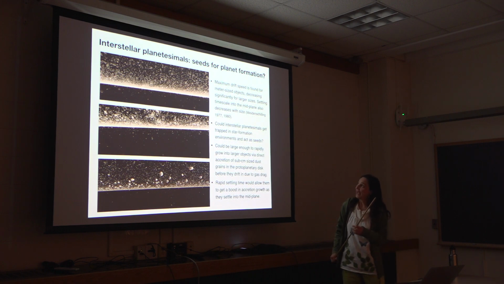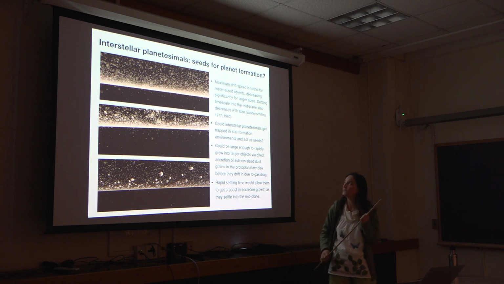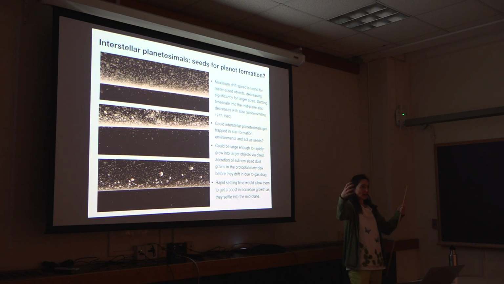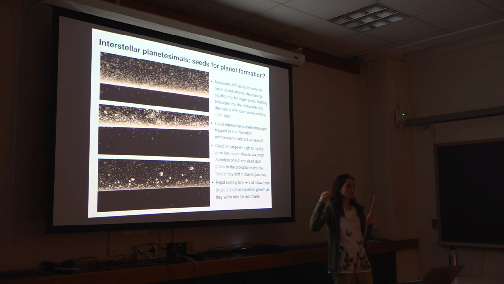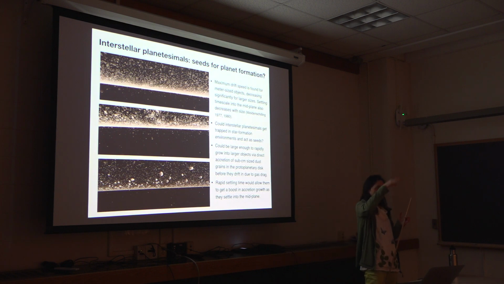The drifting time gets to its maximum when the object is about a meter, and things that are larger than a meter don't drift in that quickly. So if there is a way to pass that barrier, it will be much easier to form planetesimals and grow into kilometer-sized objects. So the idea is, if we could have interstellar planetesimals larger than a meter that are trapped in these star-forming environments, could they act as seeds? They would already be large enough to grow rapidly, by direct accretion of these sub-centimeter grains in the planetary disk. And because their settling time into the mid-plane is fast, as it decreases as the particle grows, they can also get a boost in accretion as they settle down, right?